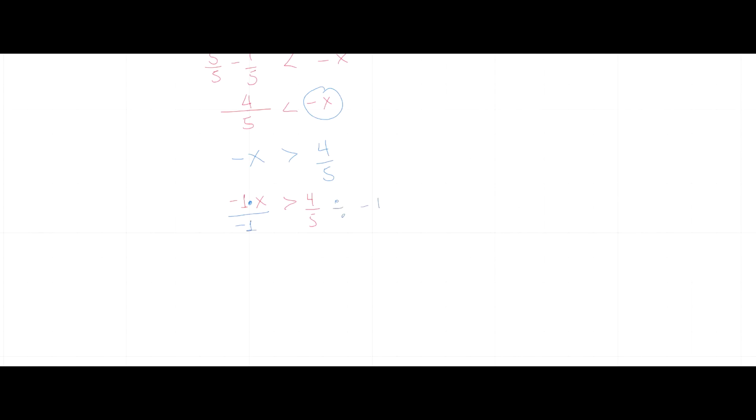Negative divided by a negative is going to give me a positive number. Remember again, when you multiply or divide by a negative number, you have to flip the sign. So this is going to be like this. Now, positive divided by negative, negative. 4/5 divided by 1 is still 4/5. Okay. So this is going to be the solution.